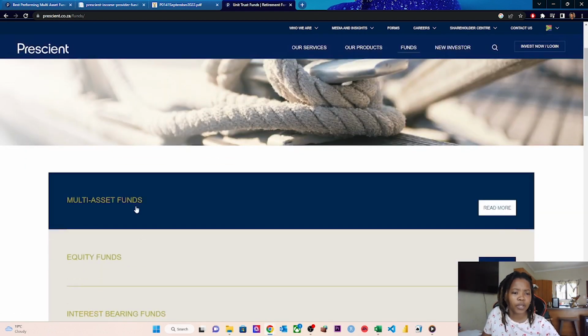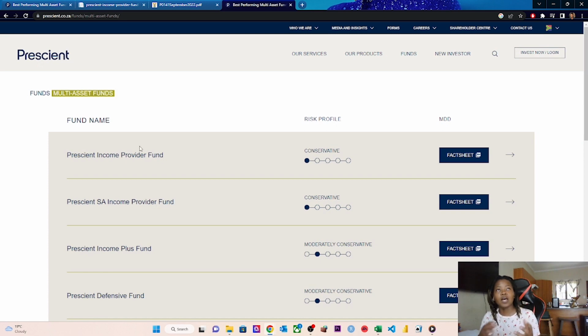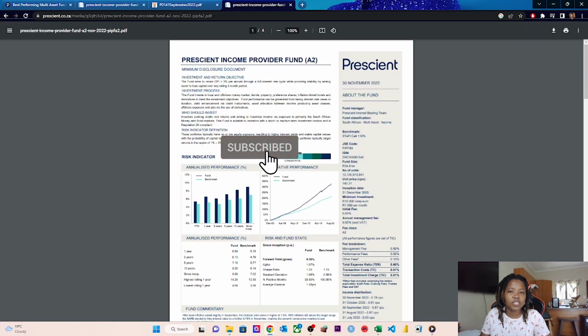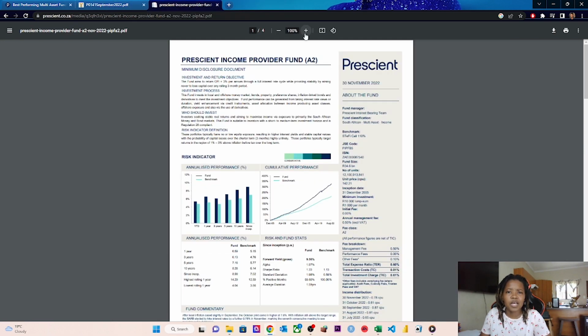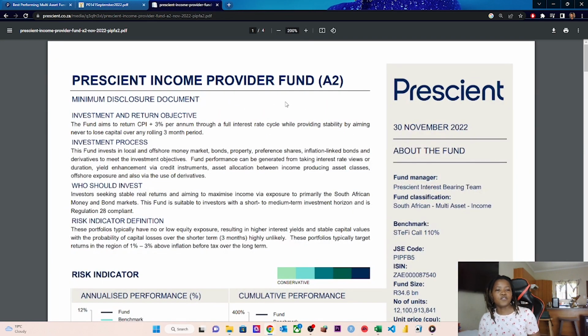So what I'm going to be doing is I'm going to take you through the multi-asset. So as you can see from the name, multi-asset, multiple asset classes that the fund can invest in. So I'm going to click on the fact sheet, and that's basically what we're looking at. It's the exact same tab. Right. Okay. So I'm taking you through the Prescient Income Provider Fund.